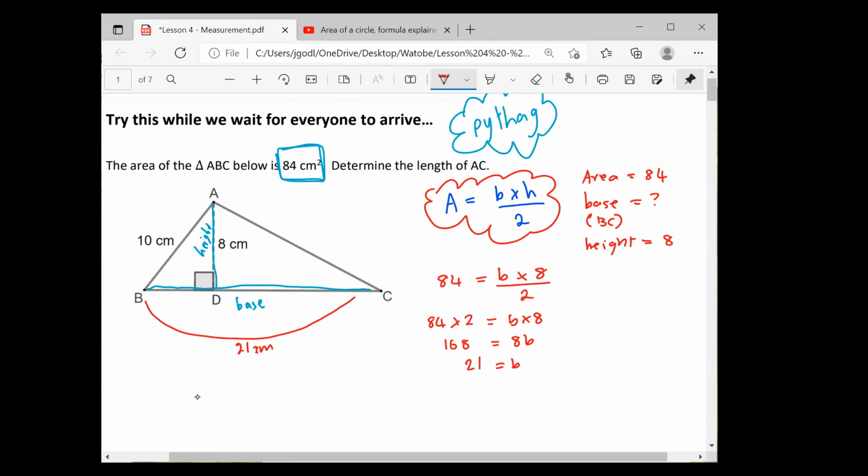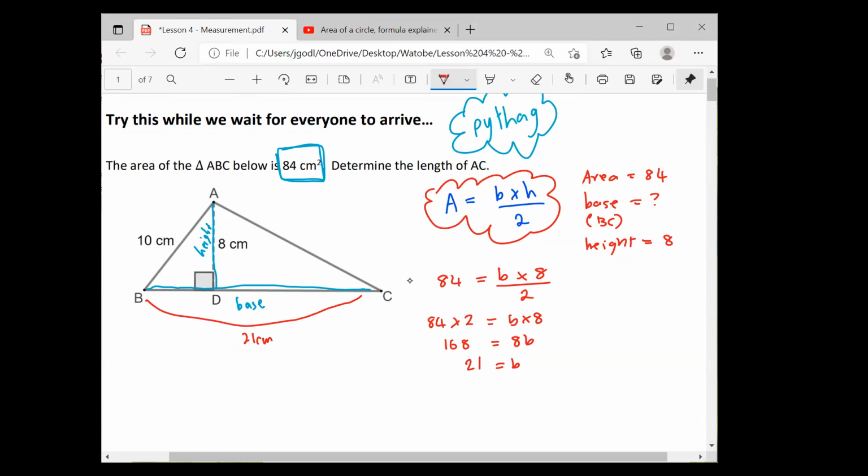All we've done there is work our way backwards to get the base of the triangle. And that's why I was saying your 21 wasn't completely wrong, just a little bit. So there's your 21 centimeters.